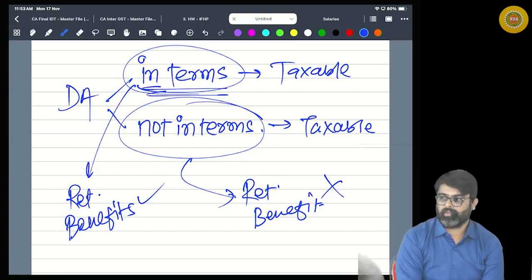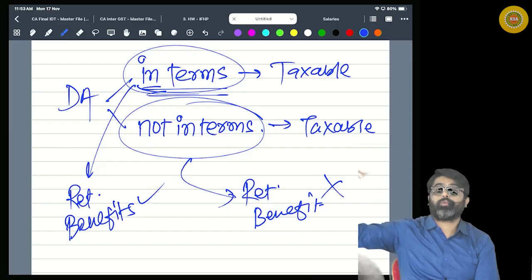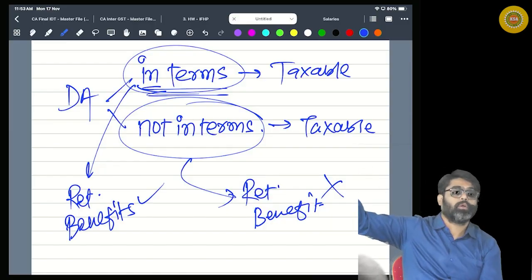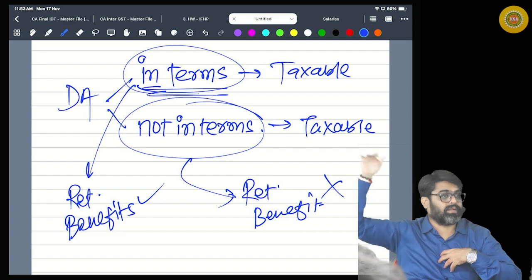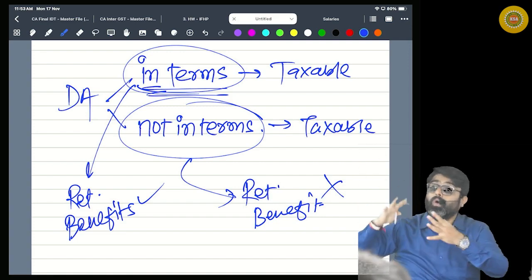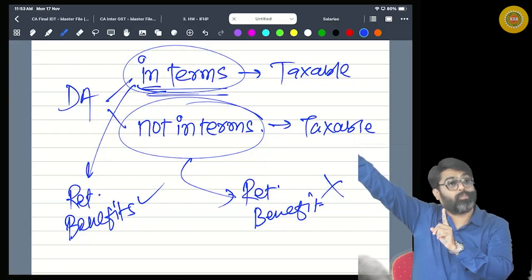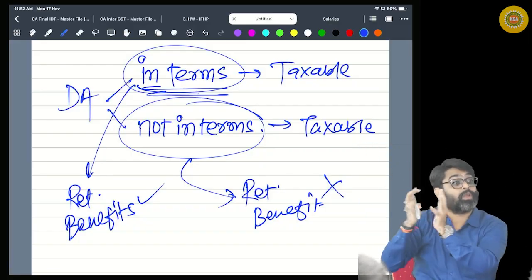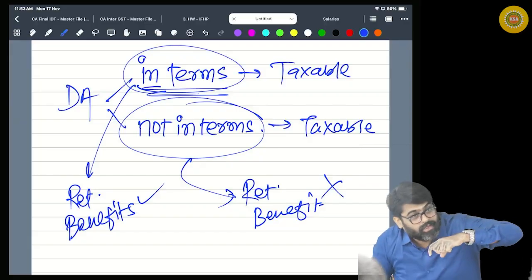What are retirement benefits? You are working with me right now. After a few years, you will retire, no? So at the time of your retirement, I will have to pay you some retirement benefits at that time. Gratuity, pension and all. So whatever retirement benefits I am going to pay you at that time will be based on your contractual salary, which will include your DA also.